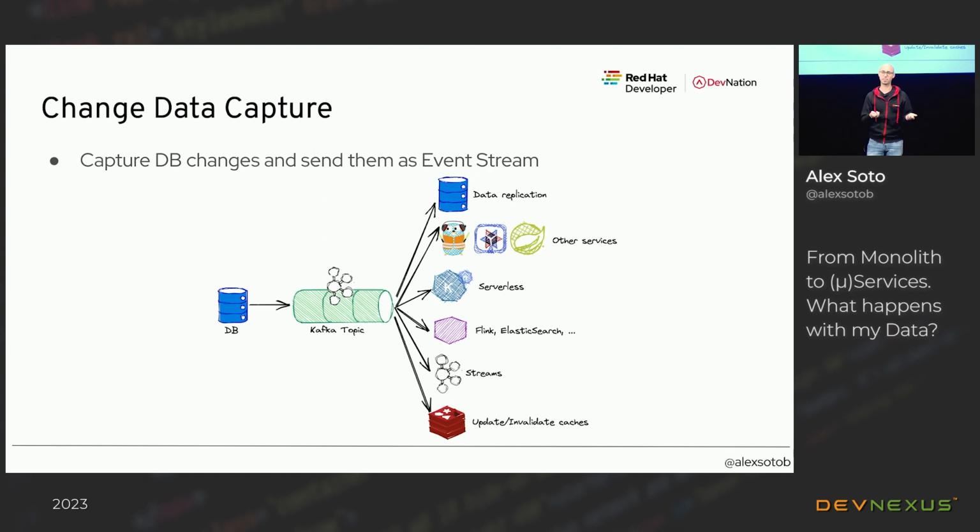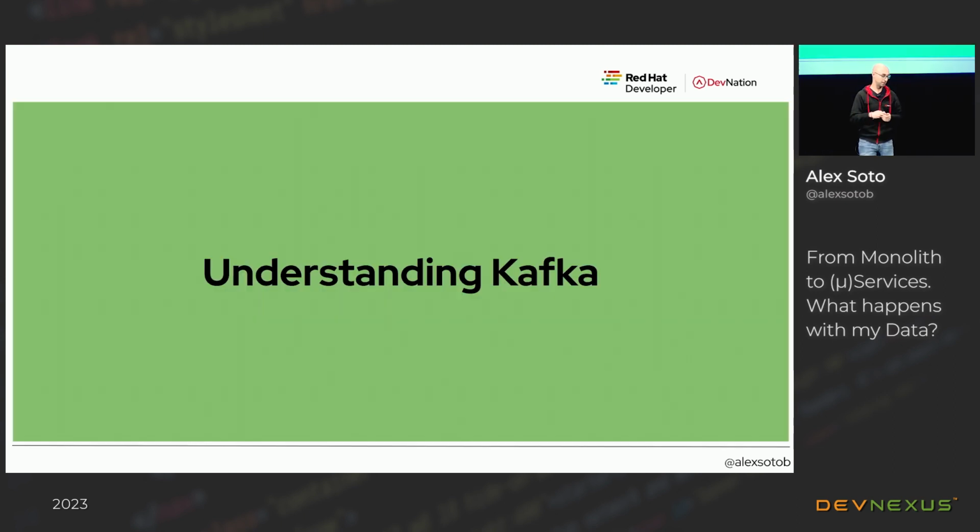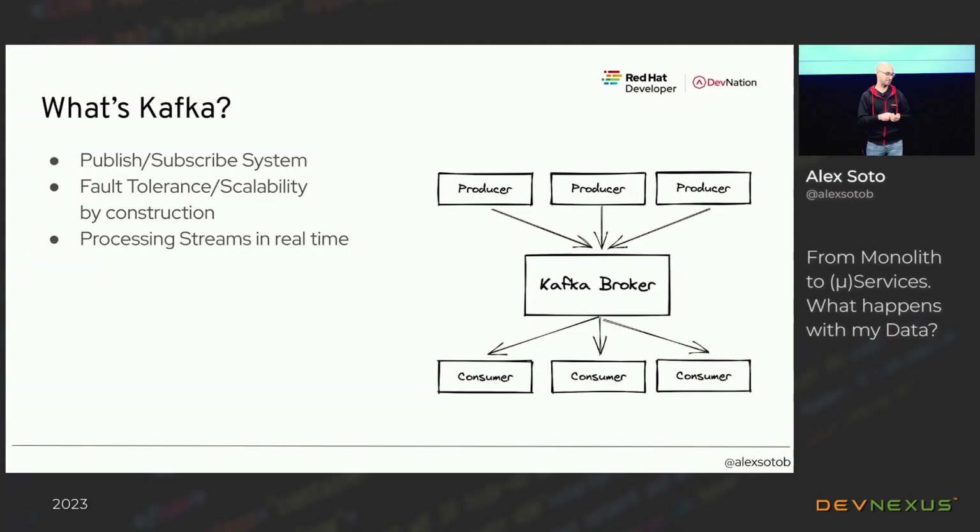But how do I implement this? Because at the end, this is the idea. And before that, let me just introduce you to Kafka, in case you don't know what Kafka is. Because I said that nowadays, most of the event systems are using Kafka. Basically, Kafka is a publish-subscribe system. Nothing really new in this sense.